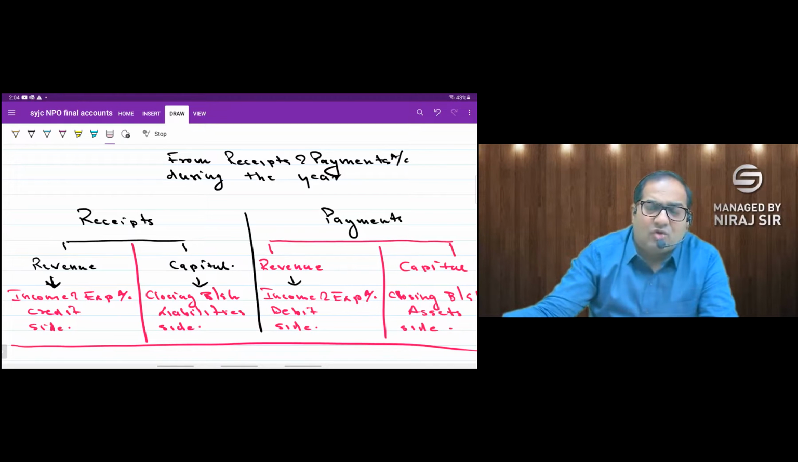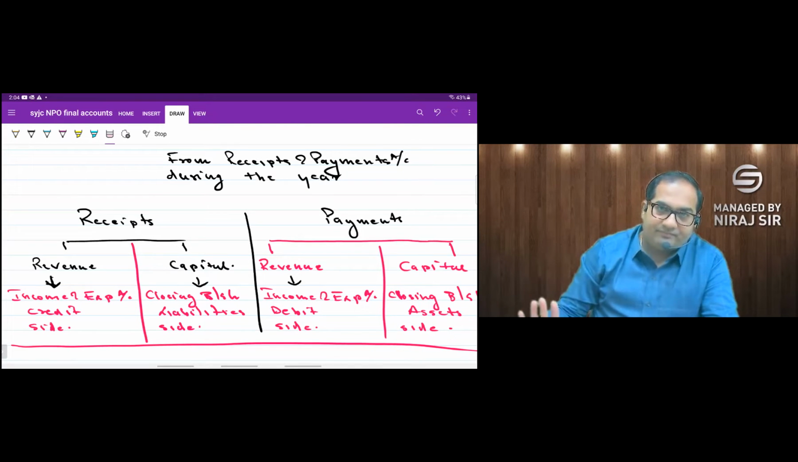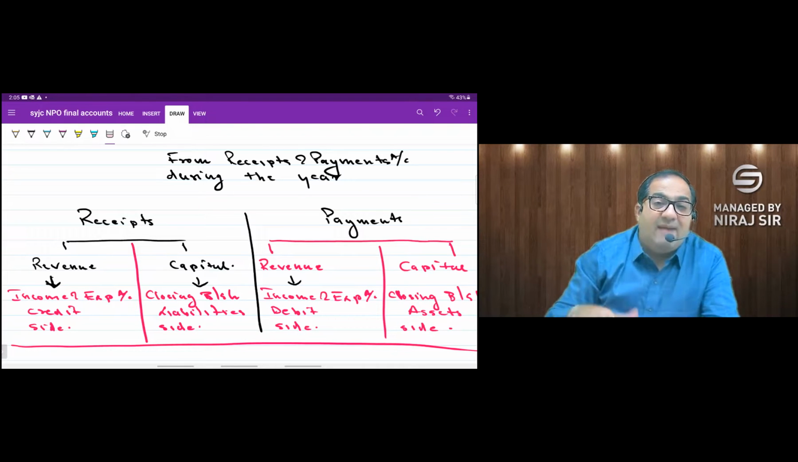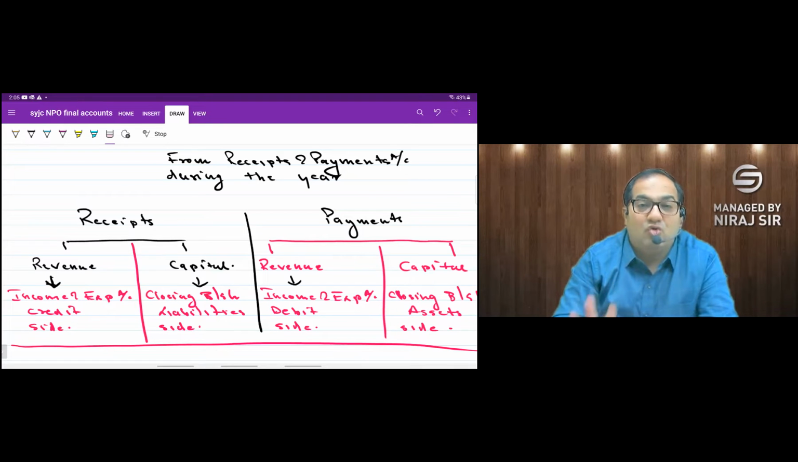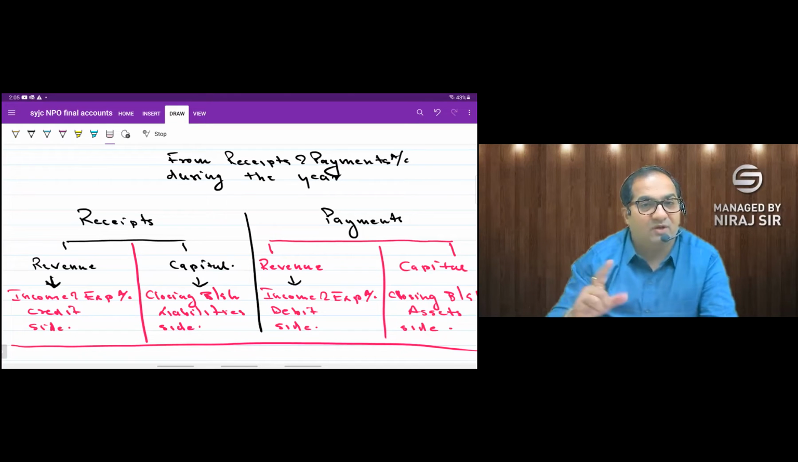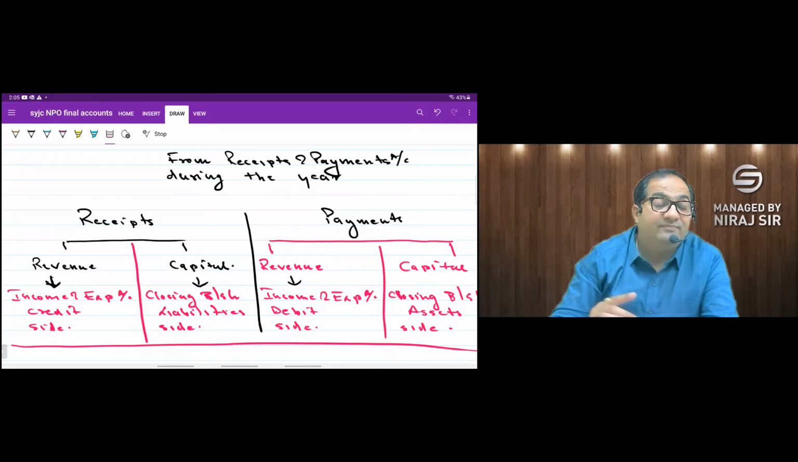Correct. So receipts are of 2 types, revenue, capital. The moment it is a revenue receipt, you understand it is your income for the year. Hence, it will be recorded in income and expenditure account, credit side at the end of the year. However, if it's a capital receipt, we are liable to pay that amount. The amount is payable. So it will appear in closing balance sheet liabilities. Revenue receipt means income for the year, so it will go to income and expenditure account, credit. Capital receipt, we are liable to pay. It will appear in closing balance sheet.